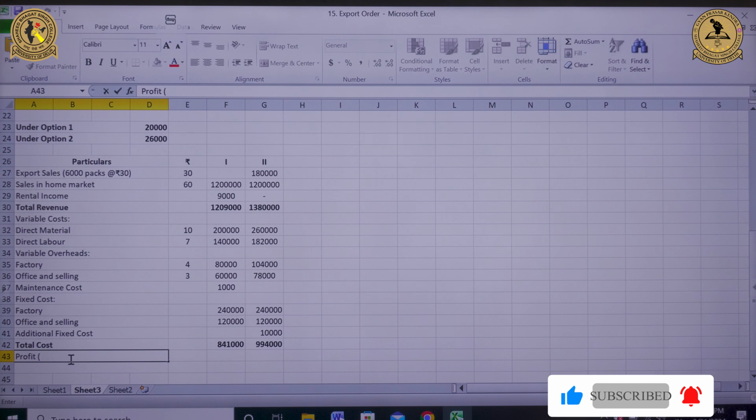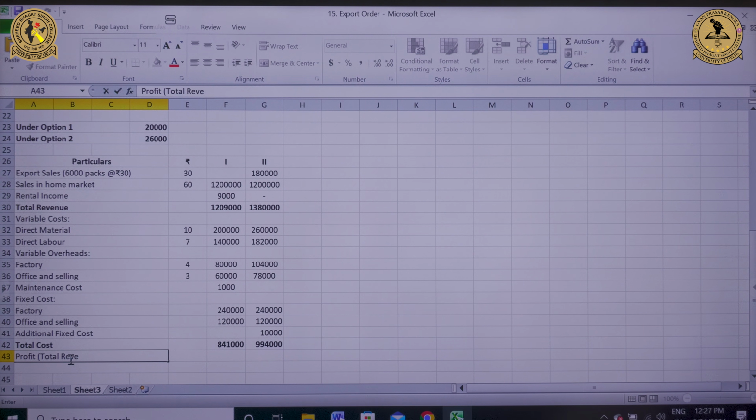As we all know, profit is the difference between total revenue minus total cost. So equals to total revenue minus total cost, that is F30 minus F42, and press enter. It comes out to be 3,68,000. Just drag it for option 2 as well. It comes out to be 3,86,000. So in this case, total profit is 3,68,000 in option 1 and 3,86,000 in option 2. So it is advisable to go for option 2 over option 1 as per total profit approach also.